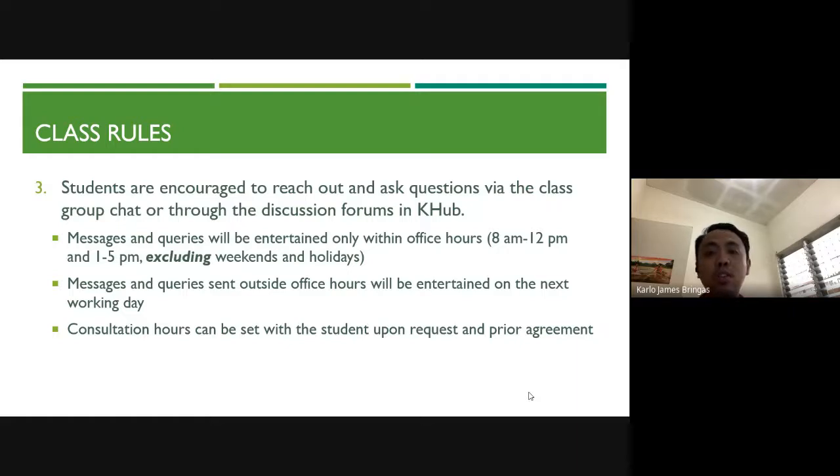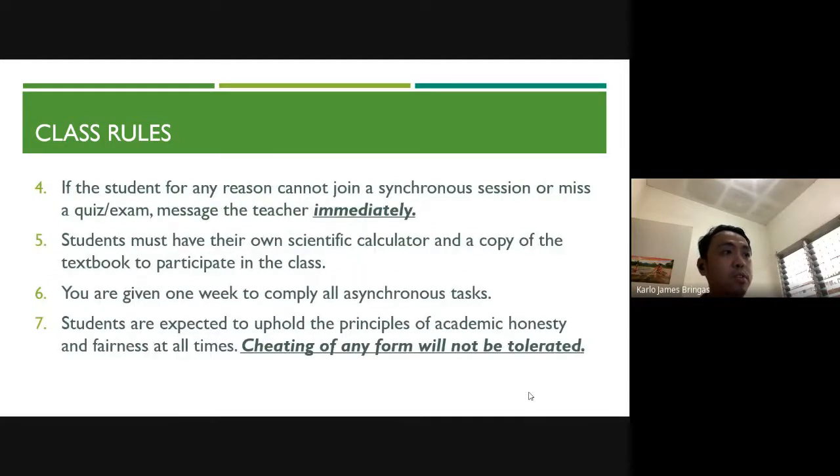And also, regarding consultation hours, in case you're having difficulty with the subject and you need a little more guidance sa Chem, we can always have some consultation naman. We can set it provided that you request it from me and also that we have agreed upon the time kung kailan natin pwede gawin ang consultation. Okay? More rules. If for any reason you cannot join the sync session natin today, or you might have missed a quiz or exam, please always message the teacher immediately. That way, at least I know what's going on with you and hindi ako mag-wonder what's happening.